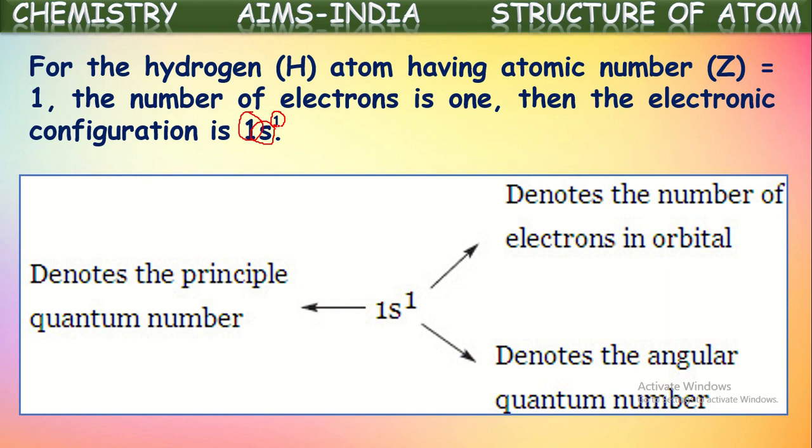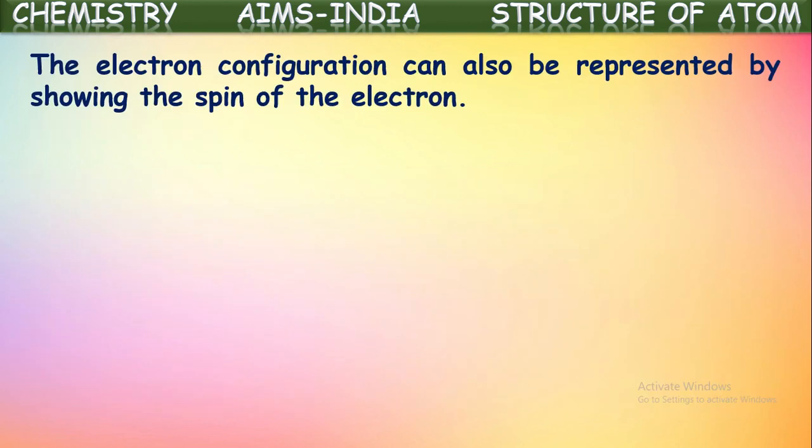It has only one electron. Now in this, 1 represents the principal quantum number or main energy level number, s represents the subshell, and 1 represents the number of electrons present in it. The electronic configuration can also be represented by showing the spin of the electron. Yes, even with a diagrammatic representation we can give the electronic configurations of the elements.